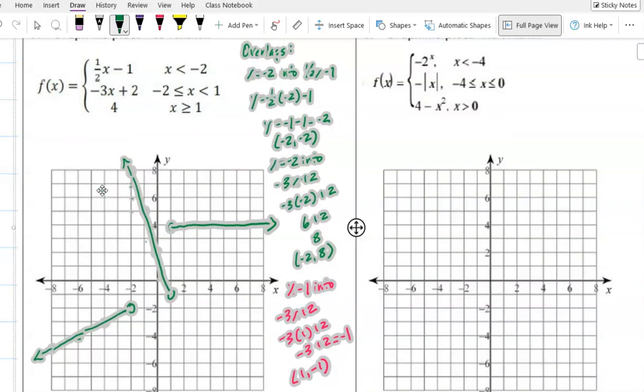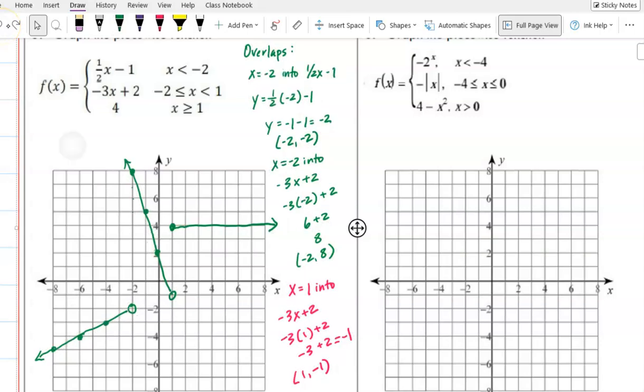Okay, if I number these 1, 2, and 3, negative 2 is not included in the first function, but it's included in the second function. So I have to figure out where that overlap is, and that creates this open circle right here. Okay, and so I put it into the first function, and it gave me negative 2, negative 2.